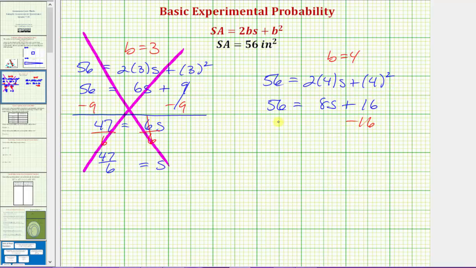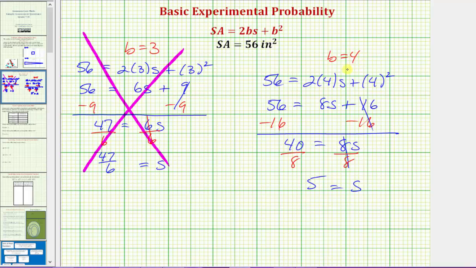Subtract 16 on both sides. 56 minus 16 is equal to 40. 16 minus 16 is 0. So we have 40 equals 8s. And last step, divide both sides by 8. And I think we found a second solution. Simplifying, we have 1s, or s, on the right. And 40 divided by 8 is equal to 5. So again, here we have both b and s are whole numbers, and we have a surface area of 56, so we found a second possible solution.